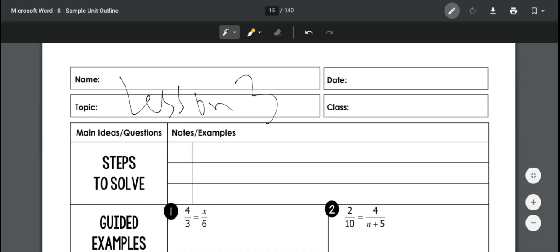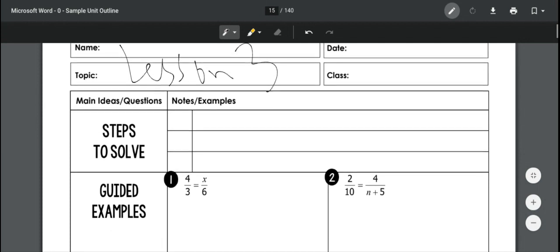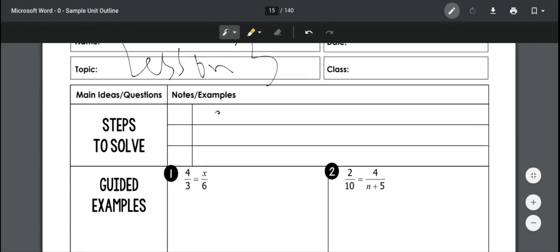Okay, lesson 3 is on proportion equations. And the very first step would be to cross multiply. And then sometimes on the harder ones, you will have to distribute first. Or, well, not first, but as you cross multiply, if needed. And then solve.